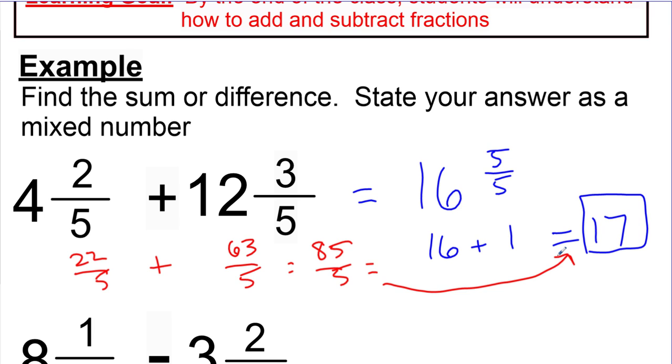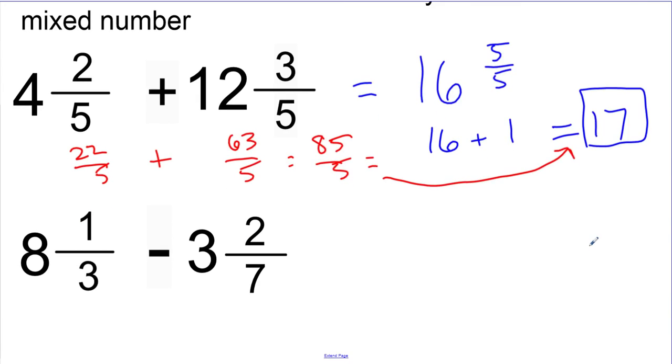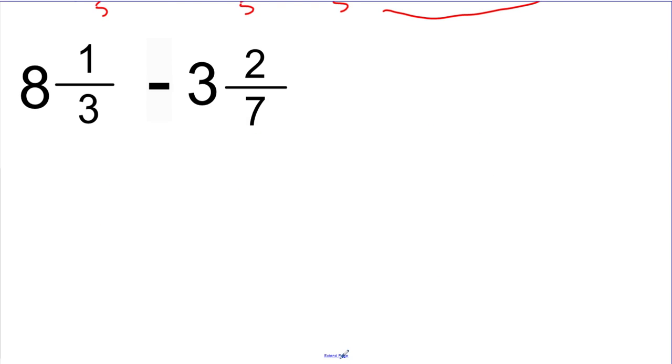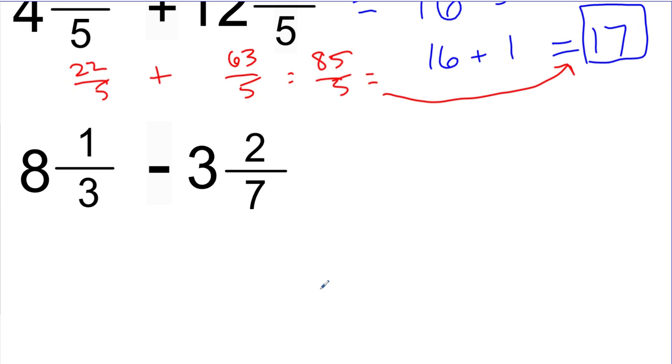Okay? So you'll get to the same place, and it's just a matter of whether you're comfortable looking at something that looks like 16 and 5/5 and turning that into something that we would use like 17. Okay? So I'll show you again both methods in this one. Okay? So with this one, I can't put together the 1/3 and the 2/7, so I could do 8 minus 3. So let's do that. 8 minus 3 is 5.